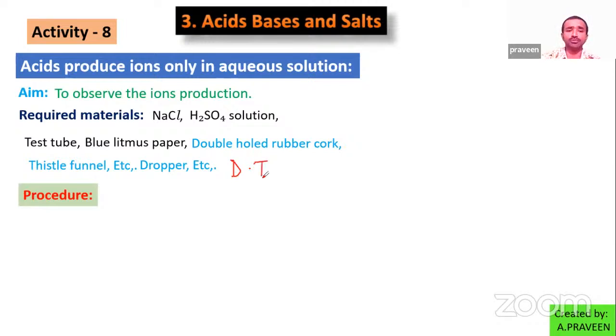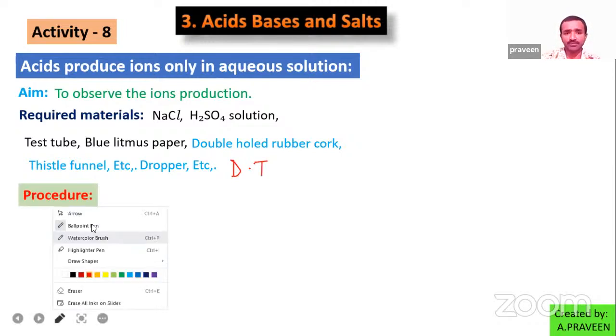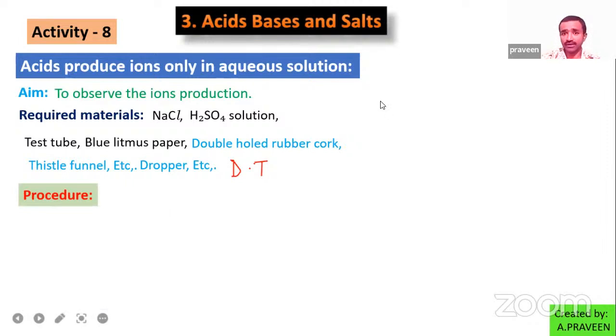Okay, delivery tube. Along with that, you are required one chemical substance, that is anhydrous calcium chloride, CaCl2, calcium chloride. Why, sir?